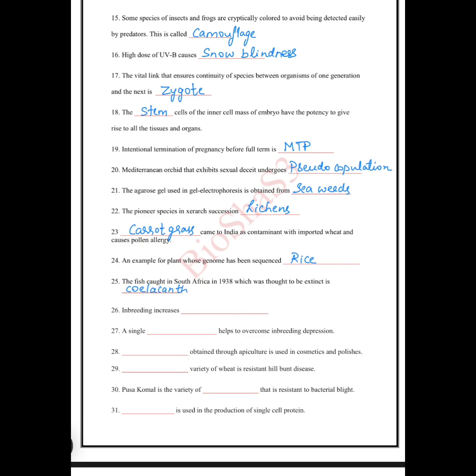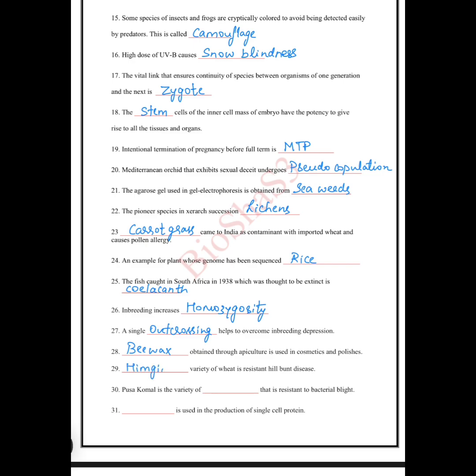Coelacanth. Inbreeding increases homozygosity. A single outcrossing helps to overcome inbreeding depression. Bee wax obtained through apiculture is used in cosmetics and polishes.